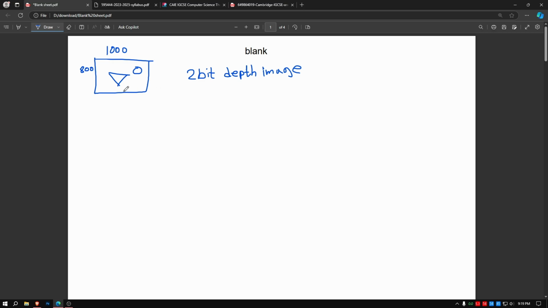And how do you calculate the file size? You take the resolution, so 800 times 1000, which is 800,000. This is the number of pixels you have. What is bit depth? The number of bits used to store 1 pixel. So 1 pixel can store 2 bits of color information.